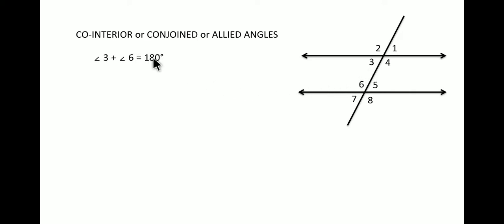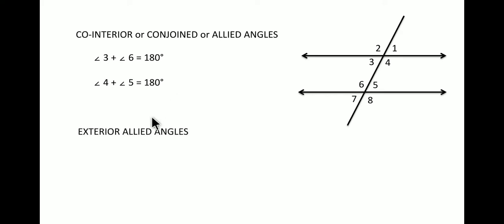Next is co-interior or conjoint or allied angles. So in the previous case it was 3 and 6. Here also it's angle number 3 and 6 will be called as co-interior or allied or conjoint angles, and 4 and 5 will also be conjoint or co-interior or allied angles. But these angles will be supplementary, means if angle 3 and angle 6 are added, it will be equal to 180 degree. Similarly, angle number 4 and angle number 5, if you add, will be equal to 180 degree.